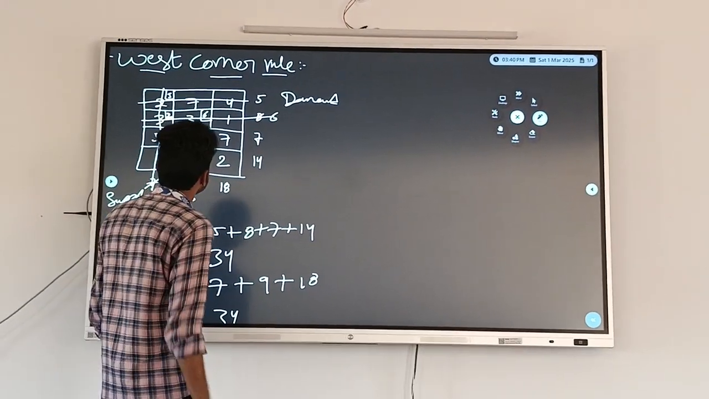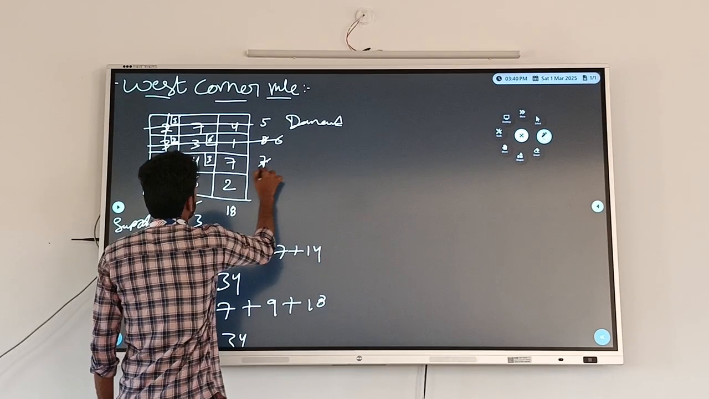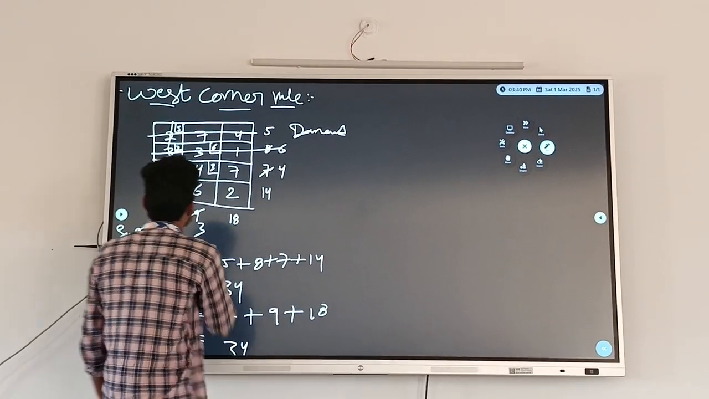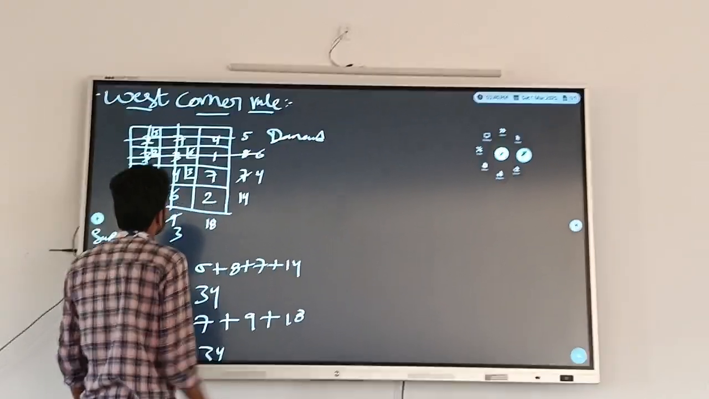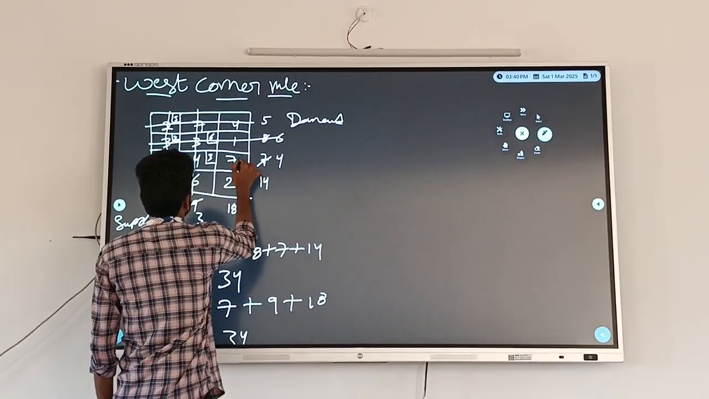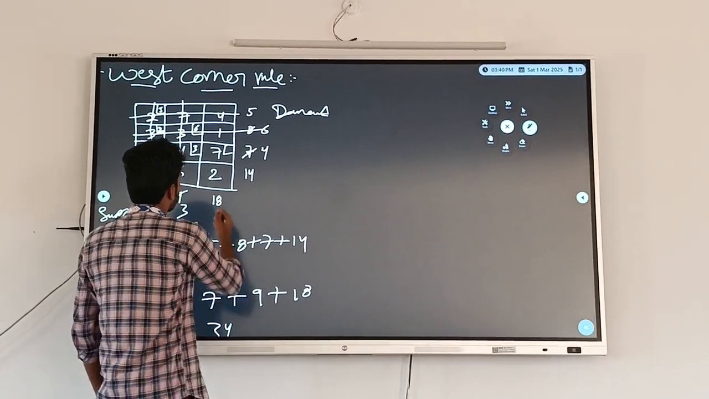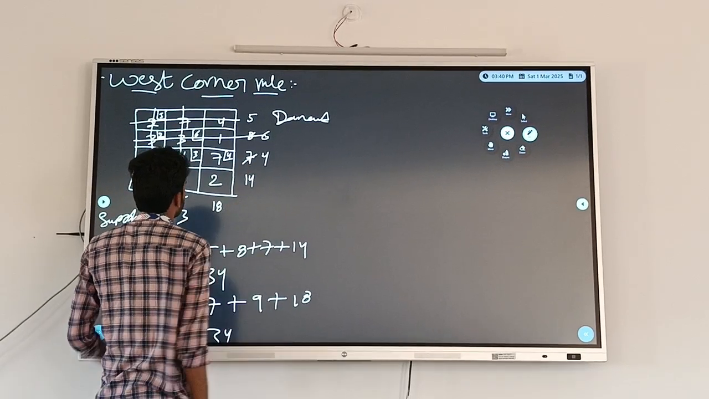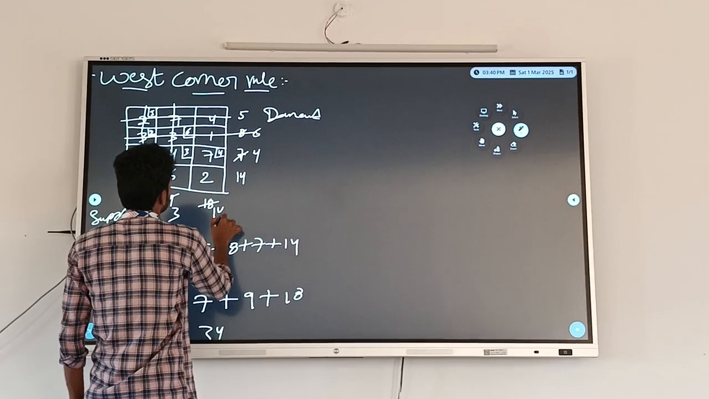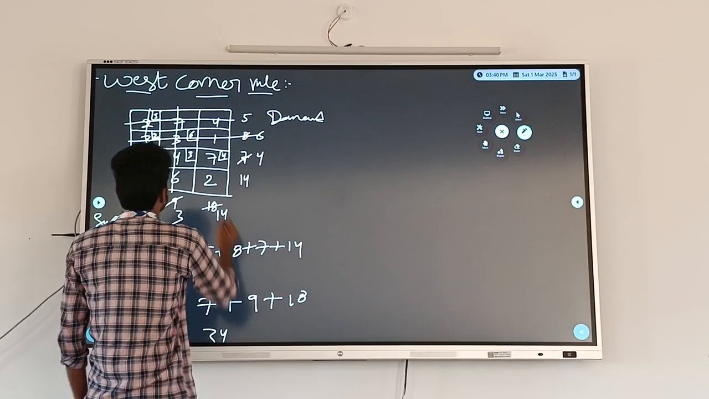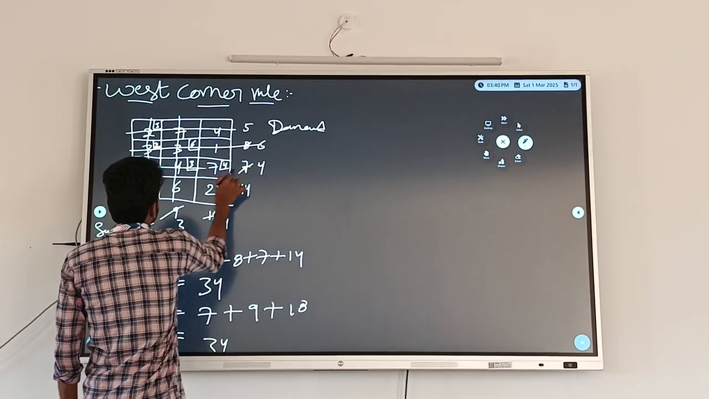Next, northwest corner value is 3. Write it here. And difference is 4. Least number value. Then strike this column. And next, northwest corner rule is 7. Demand value and supply value is compared. Least value is 4. Difference between demand value and supply value is equal to 14. Then least value. Then strike this row.